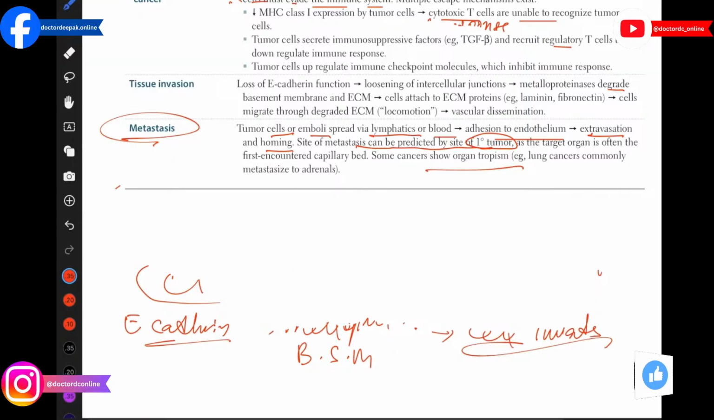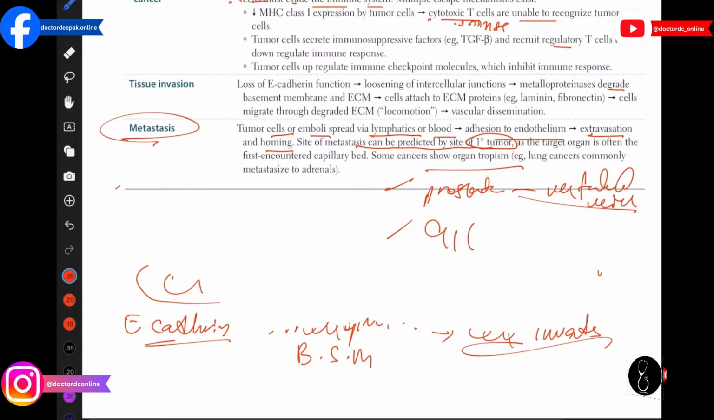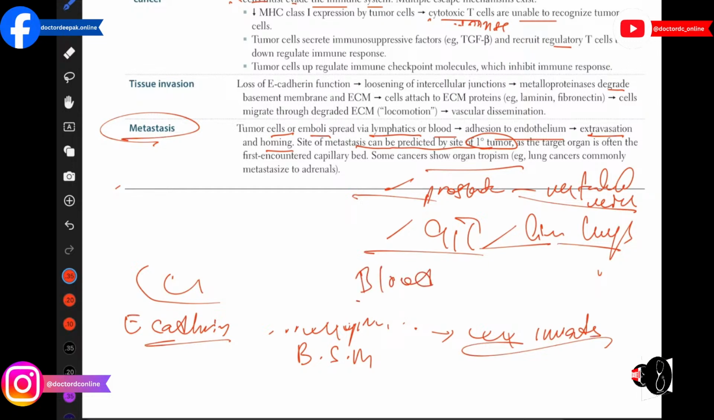Okay? Like if it is the prostate, then it is going to spread to the bones, through the veins. And if it is like the breast, it is going to spread to the lungs. If any blood spread, it is first going to the lungs. Every organ has its own specific first site of metastasis. And for that, we have to know their origin, how they are going to spread.